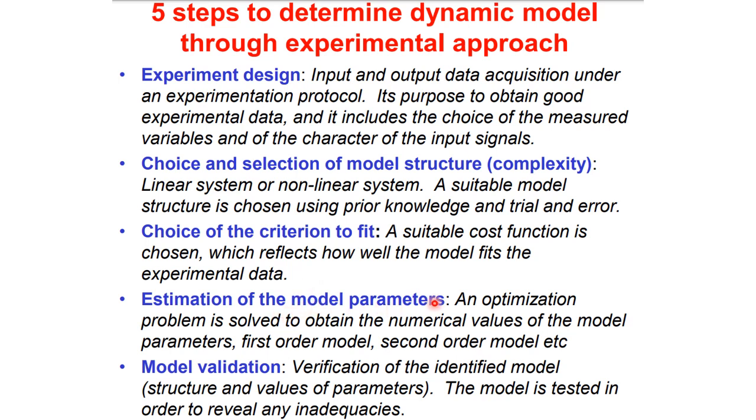Estimation of the model parameter and optimization problem is solved to obtain the numerical value of the model parameter. Either it's the first order model, the second order model, and etc. And then a model verifications of the identified models, the structure and the value of the parameter, and the models is tested in order to reveal any inadequacy. Okay, so this is the step for the system identification approach.